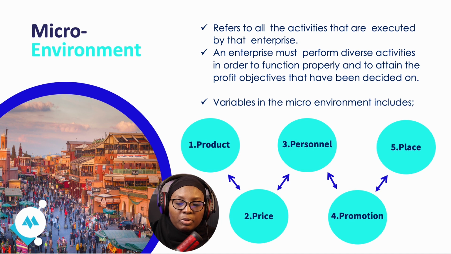Some say 4 P's, but it has extended to what we now call the 5 P's. Basically we have the product, the price, the personnel, the promotion, and the place. All these factors play a major role in determining how the microenvironment is going to look for the business. So when we talk about product, we're talking about focusing on what you're going to produce and what tends to align with the target market that you're focusing on.